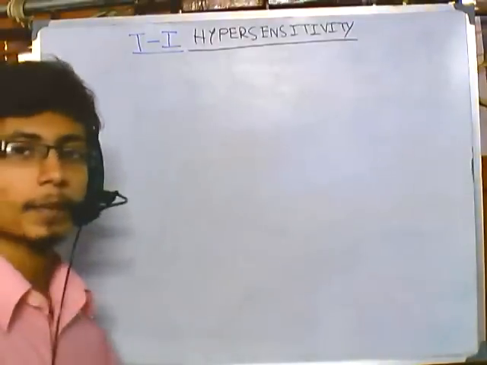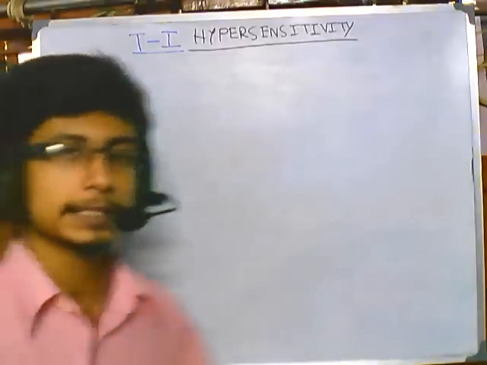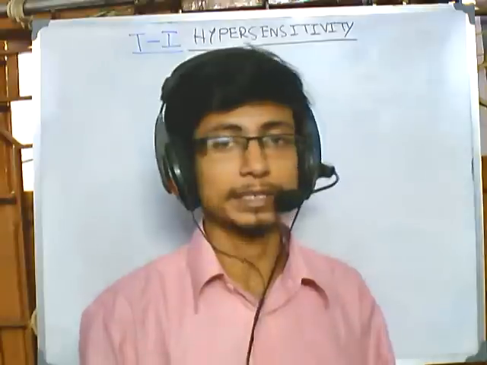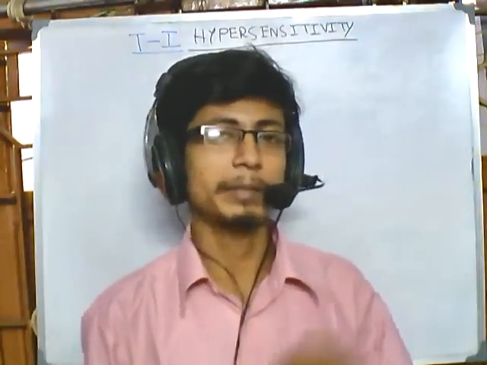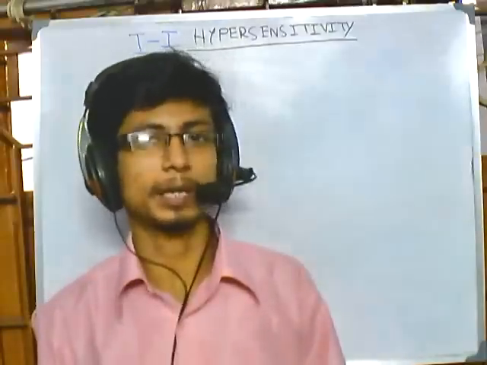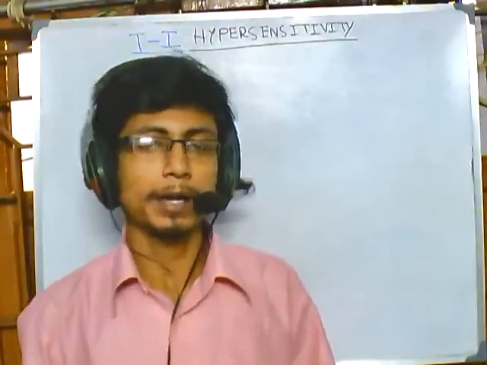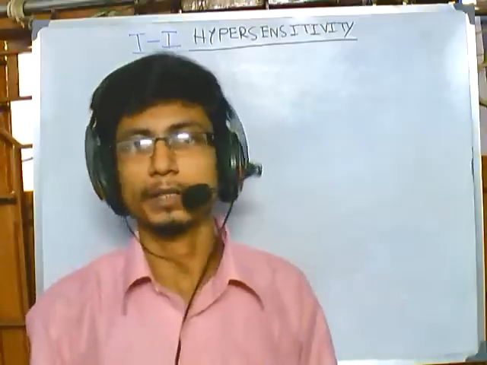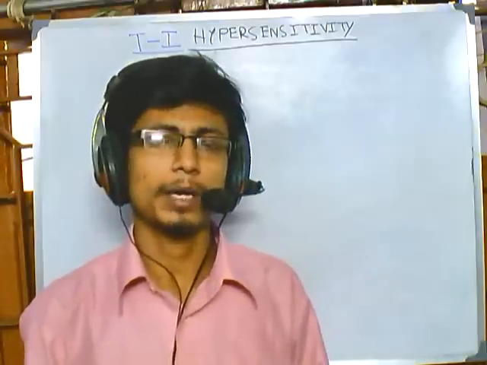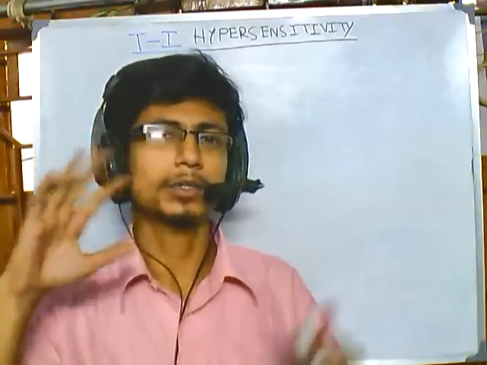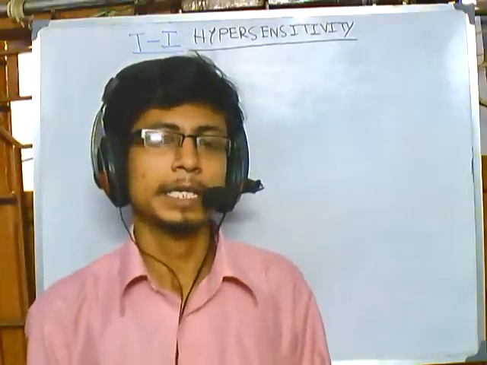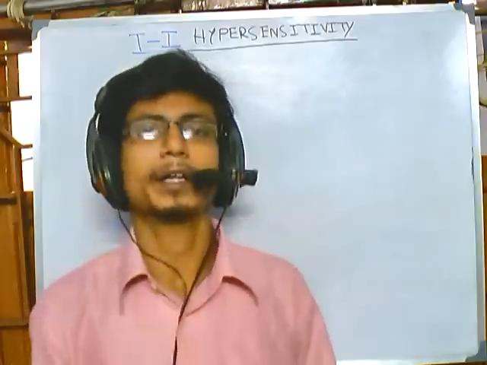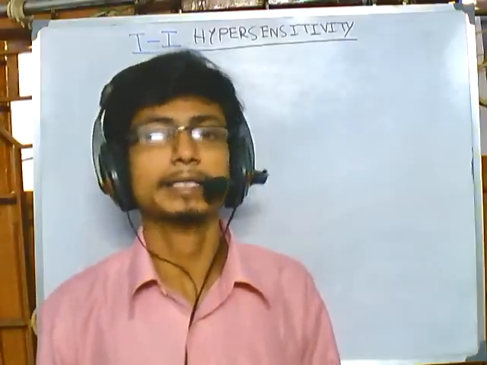Now, in the case of type 1 hypersensitivity, there are cells involved. This is a cellular mode of hypersensitivity, and also chemical mediators come into this hypersensitivity. Antibodies are also involved in this kind of hypersensitivity. Now, let us look at it as a whole story to learn what type 1 hypersensitivity is. The major key player of this hypersensitivity is mast cells.